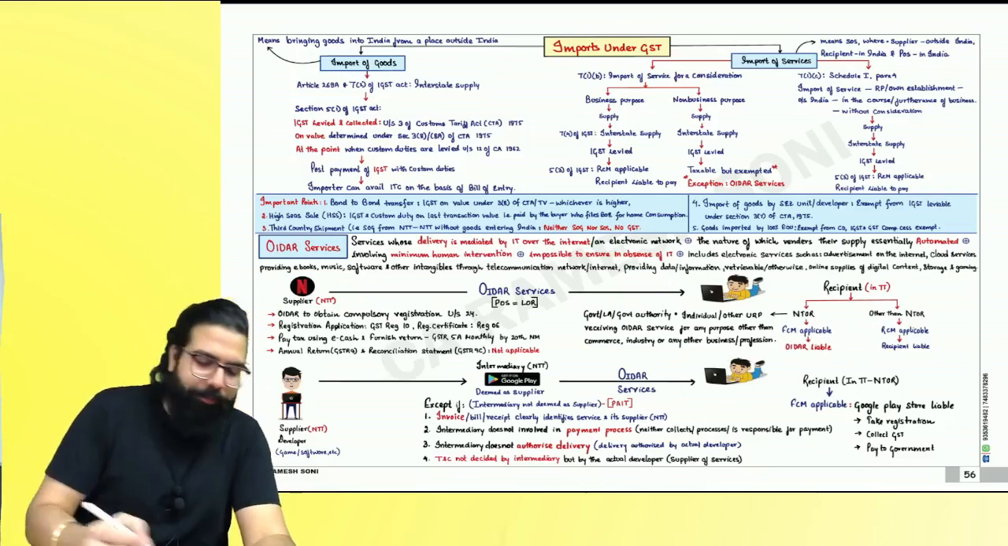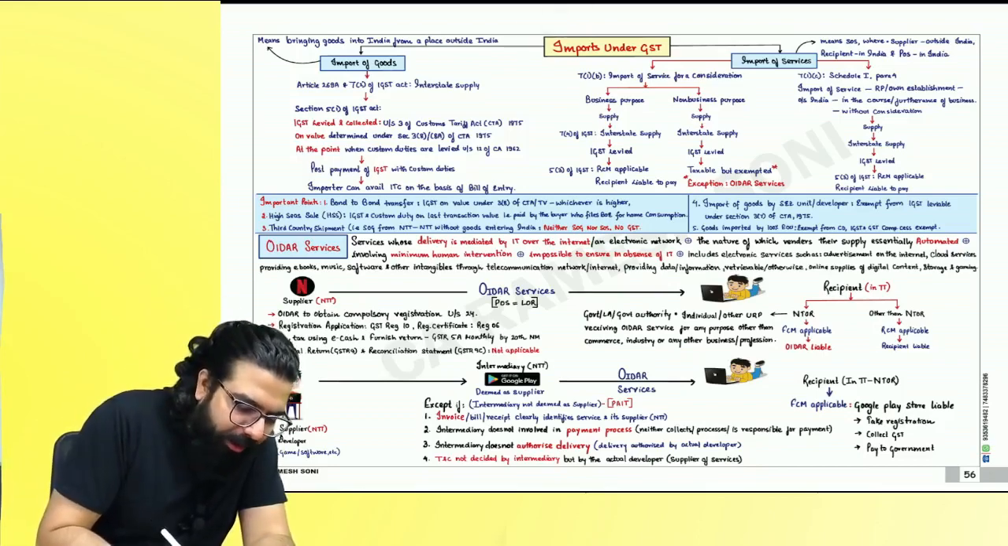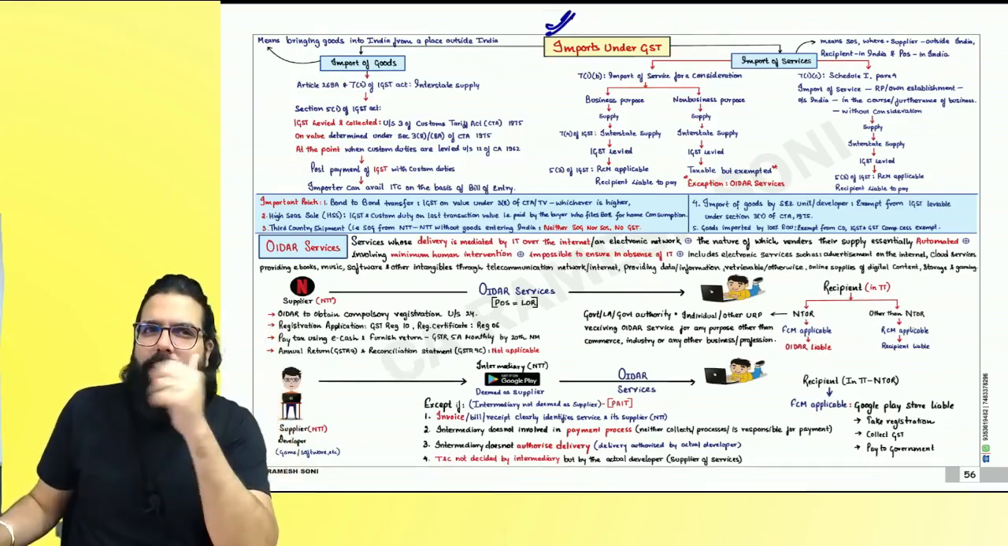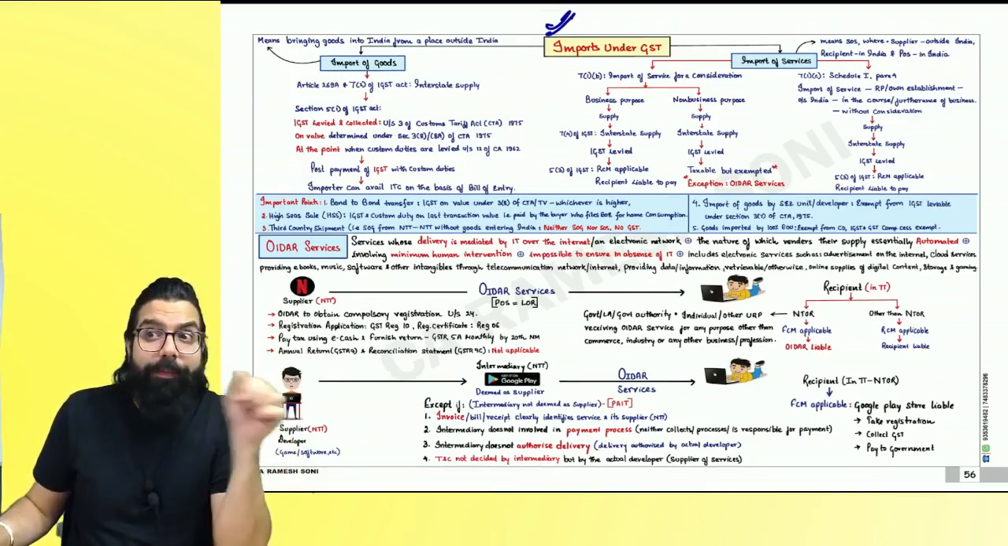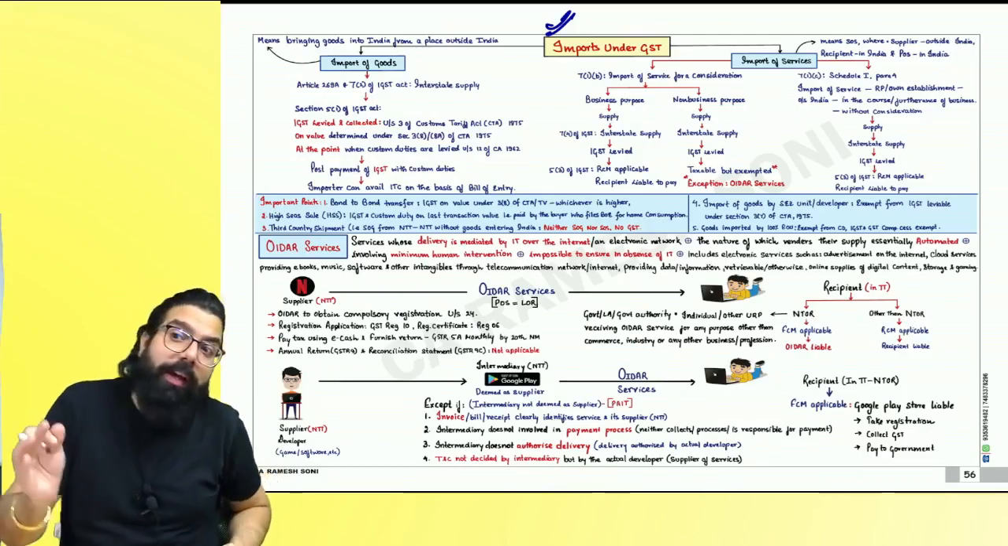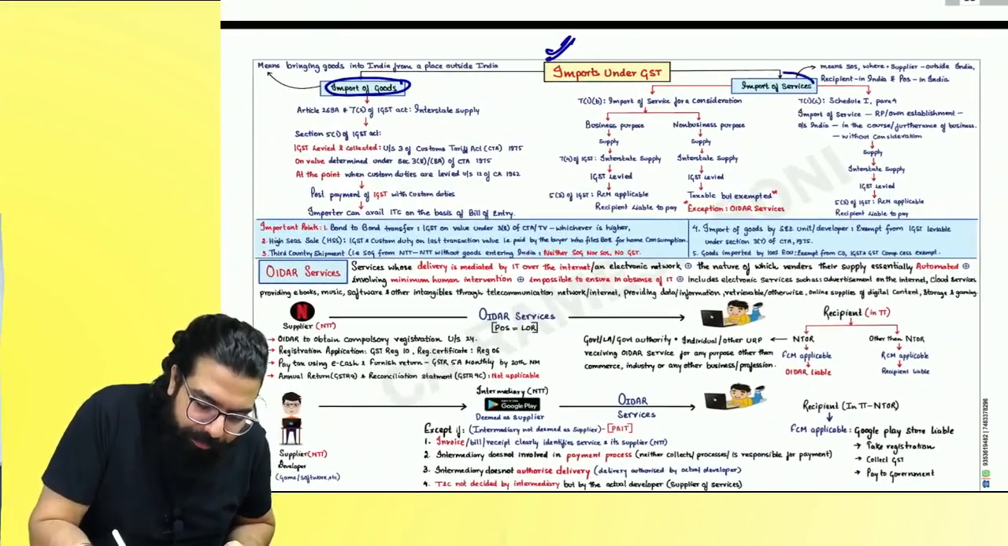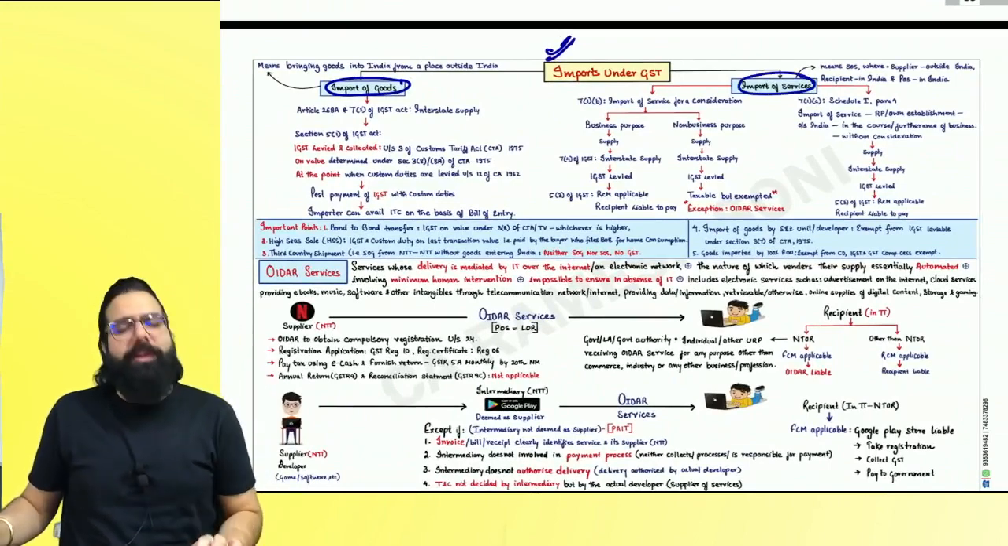Shall we go ahead, everyone? Now, imports under GST. You already know imports of goods. Imports can be of goods, and imports can be of service. What are the two types of import which can be there in India?